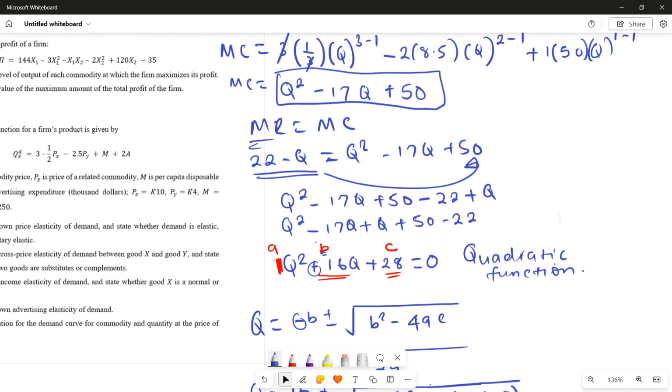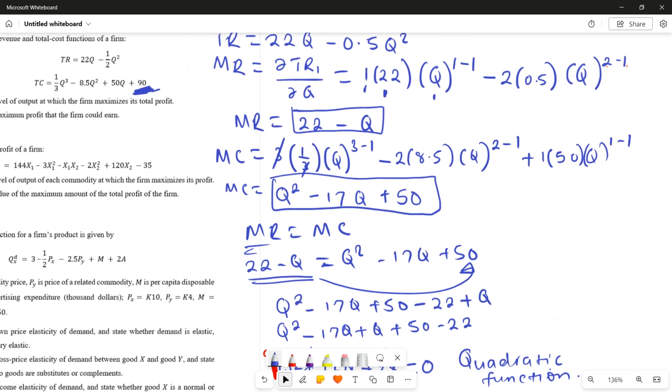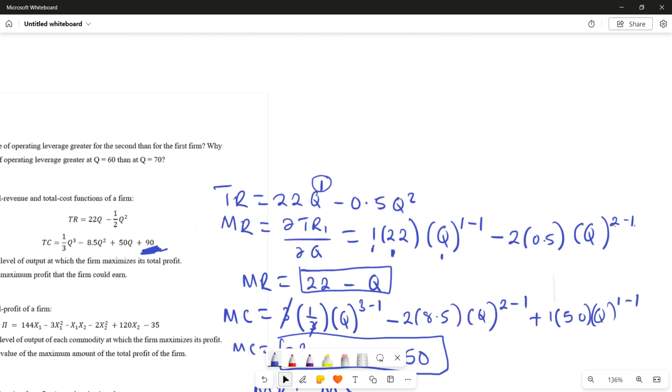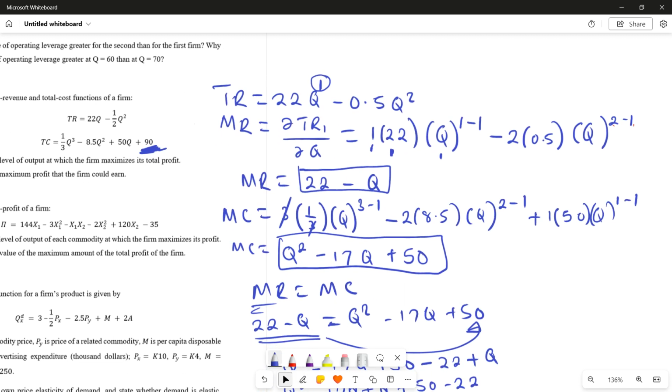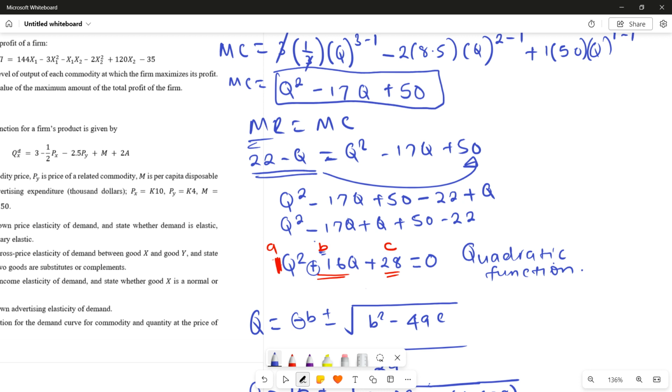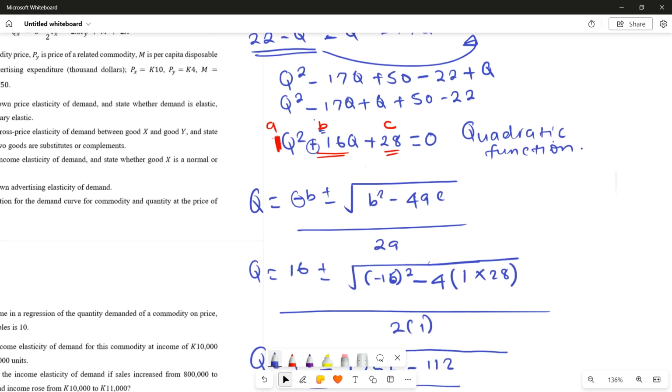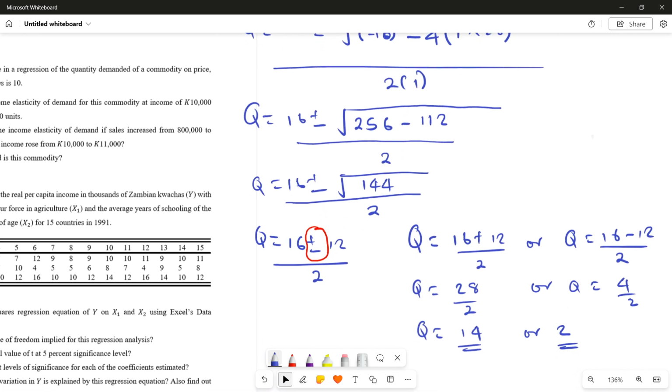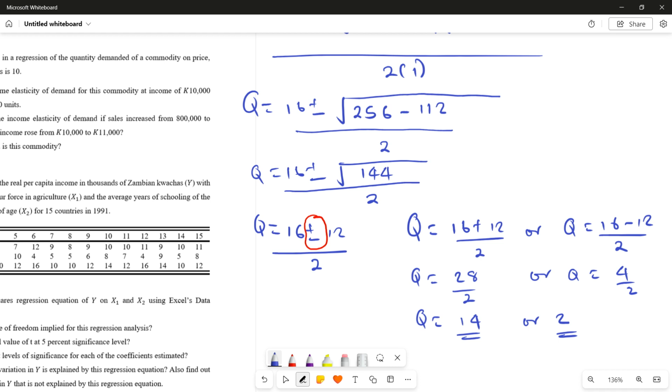Let's go to the first one first. You are saying the first one is how we go to 0. Here where it's Q squared plus 16Q plus 28 is equal to 0. Every quadratic function will be equal to 0. Great, that's okay, sir.